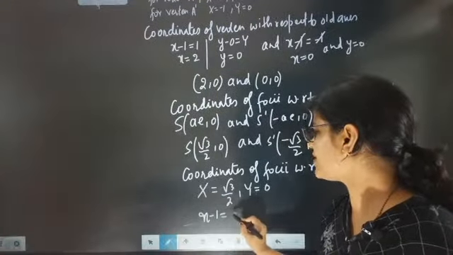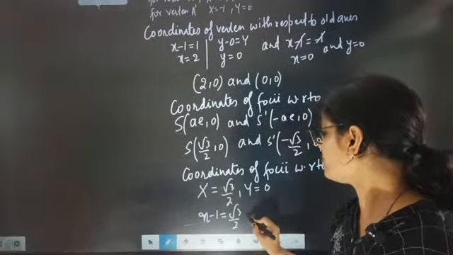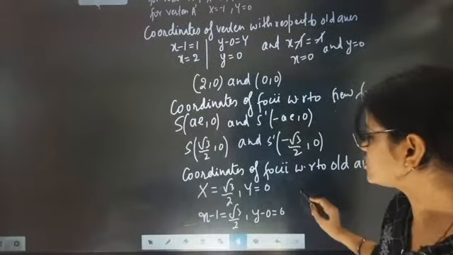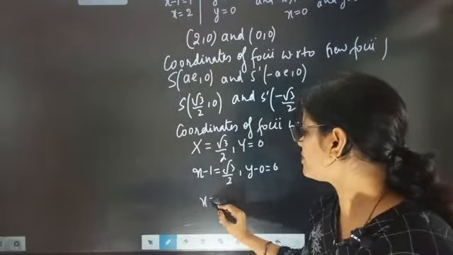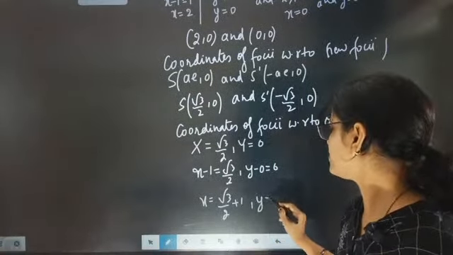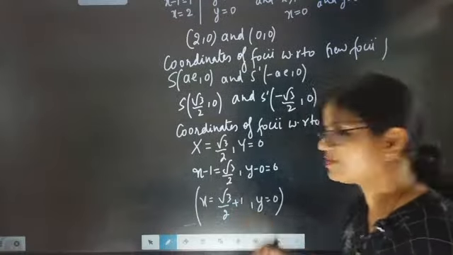x minus 1 is equal to root 3 by 2. Here y minus 0 equal to 0. So now x will be coming as root 3 by 2 plus 1, and y is coming as 0. So the new foci point is coming as this one.